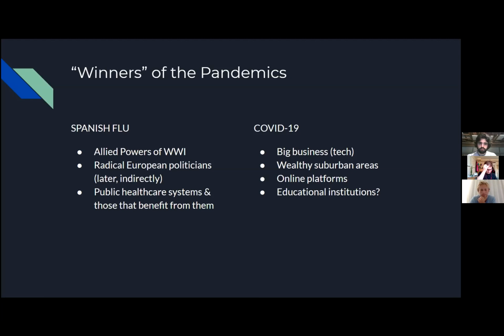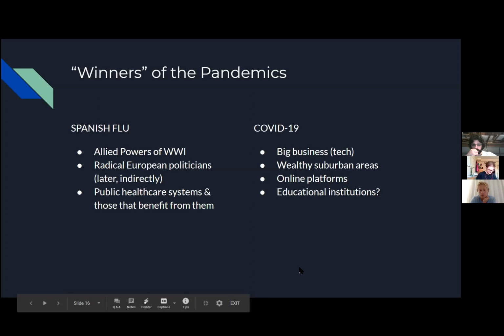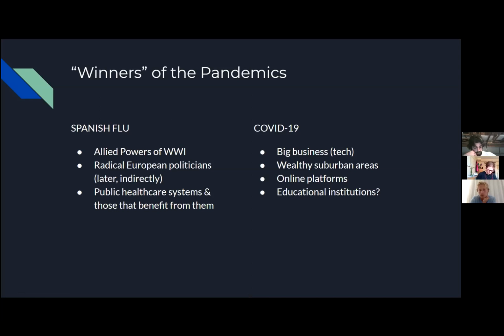With the Spanish flu, obviously, it did have an impact on the outcome of World War One. Towards the end of 1918, there was a large German offensive going on that was really thwarted by the Spanish flu. Of course, it hit French, British and U.S. troops as well, but they had the advantage of being in a defensive position. I included radical European politicians as potential indirect and later winners of the pandemic, but I'll get into that more in my next few slides. And then we did see a couple of public healthcare systems in the international arena that were born of the pandemic, most notably with Lenin in Russia, but other places as well.